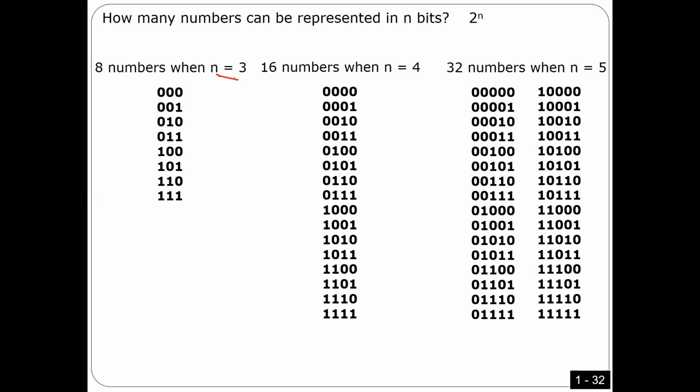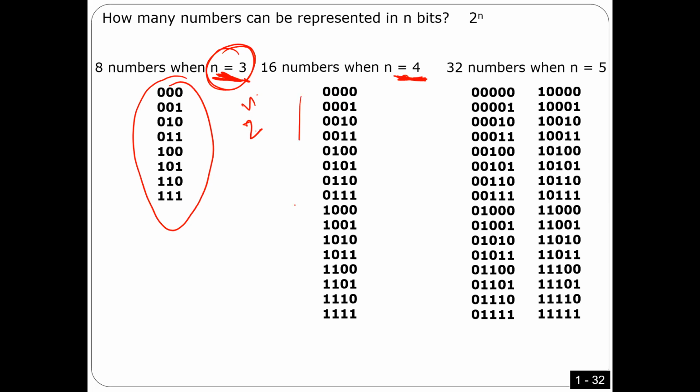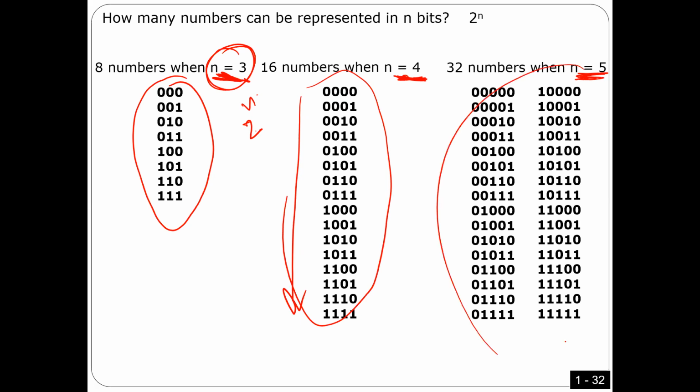For example, if the number of bits is 3, these are all the combinations I have. There is a relation between the number of combinations and the number of bits: the number of combinations is 2 to the power of n. Here you have 3 bits, so how many different combinations can I get? 2 to the power of 3, which is 8. How many if the number is 4 bits? 2 to the power of 4, which is 16. What if the number of bits is 5? 2 to the power of 5, which is 32. These are all the possible combinations for this number.